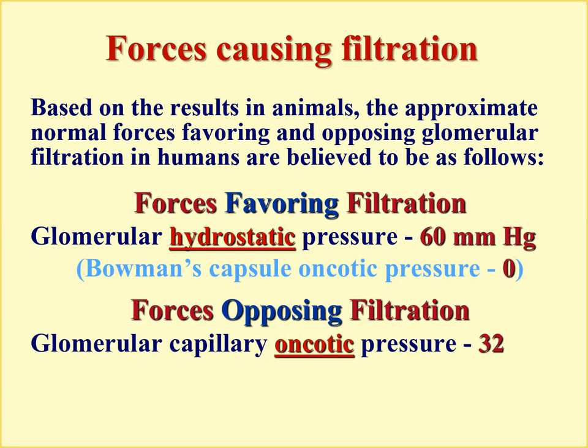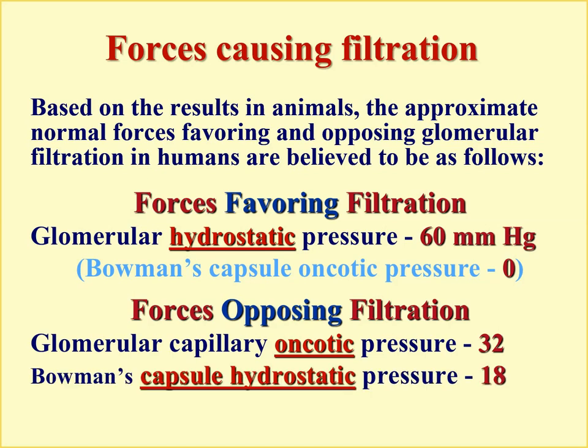It's about 32. It's slightly higher than usual oncotic pressure because of loss of fluid, and proteins become slightly more concentrated in the glomerular capillaries. So that pressure is slightly higher. Usually it's 25-30 millimeters, and now it's 32. Bowman's capsule hydrostatic pressure is about 18. So these values, of course, are not exactly stable, but they vary plus or minus around these average values. And therefore we can calculate the final pressure which contributes to filtration.